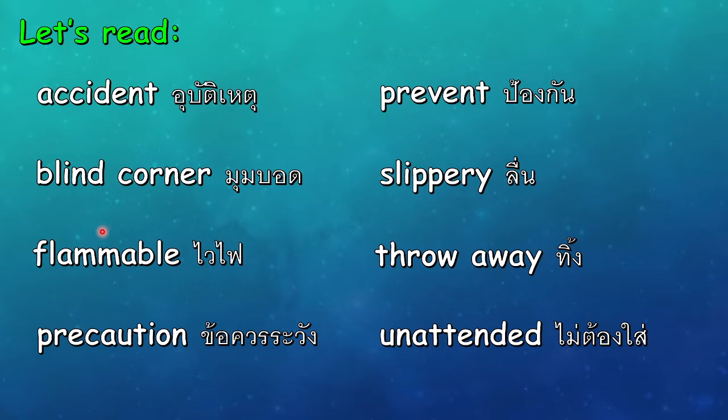Okay? When you say blind corner, you don't see what's opposite. If someone is coming, if you're going to bump into something, in the left or in the right or in the straight, the opposite side. Next is flammable. When you say flammable, it's easy to burn. It's easy to catch fire.